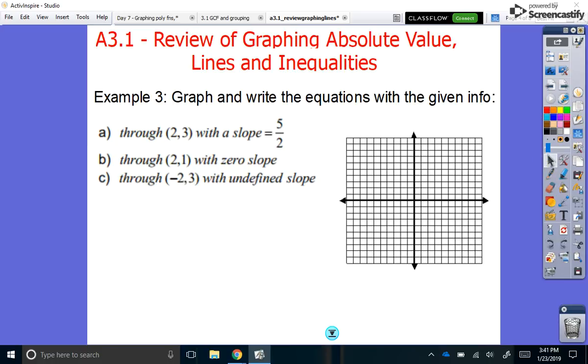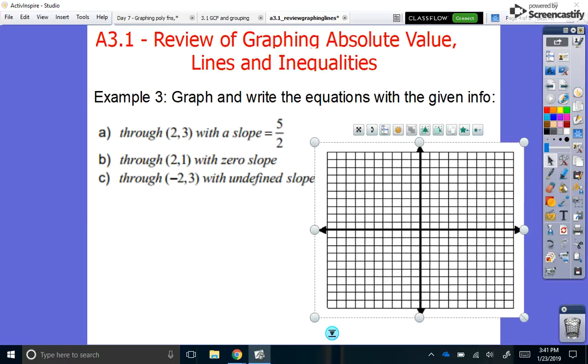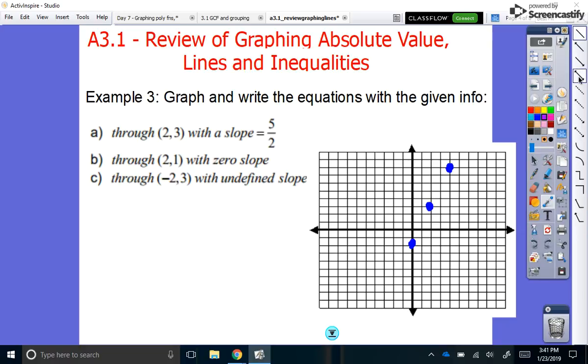So I have, for A, I'm going to graph a line that goes through the point 2, 3, and with a slope of 5/2. So I need to find the point 2, 3. So go right 2, up 3. And then I'm going to rise 5, run 2. Or you can fall 5 and run 2 the other way. Just make sure if your slope is positive that your line is rising. So now use your straight edge to connect your 3 points. And this is A.